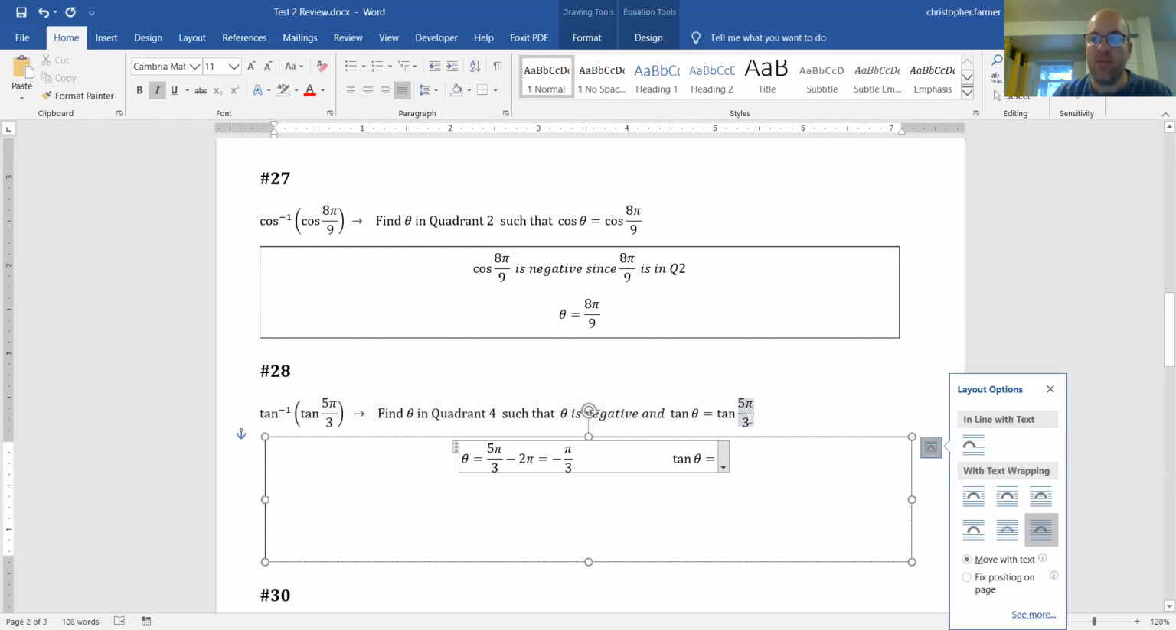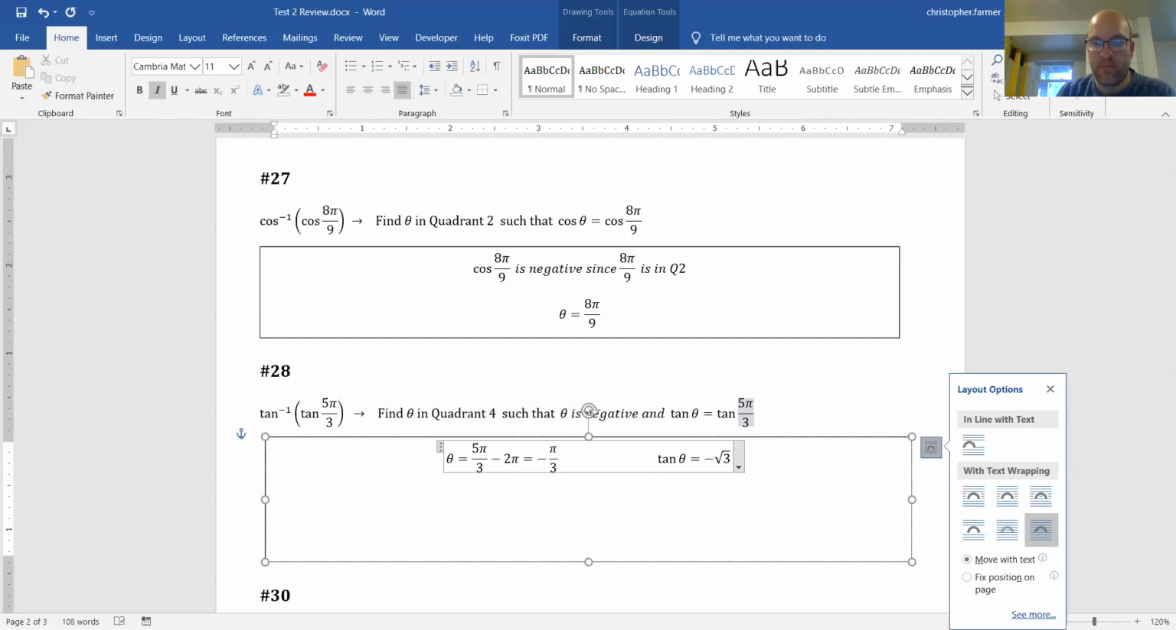But we already talked about this being in quadrant 4 where tangent is negative, so we have a negative sign there. The reference angle is just pi over 3. Remember, our shortcut for radians, just take the coefficient off the pi. So our reference angle is pi over 3, and tangent of pi over 3 is the square root of 3.